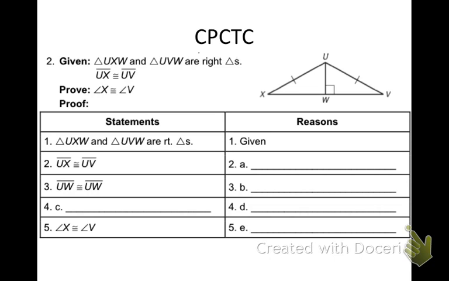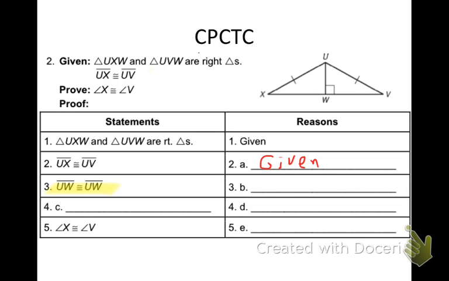It says triangle UXW and triangle UVW are right triangles. There's my statement. What's my reasoning for that? It is given to me. Great. Next, it says UX is congruent to UV. How do I know UX is congruent to UV? That's given to me. Great. Now I'm going to move on.